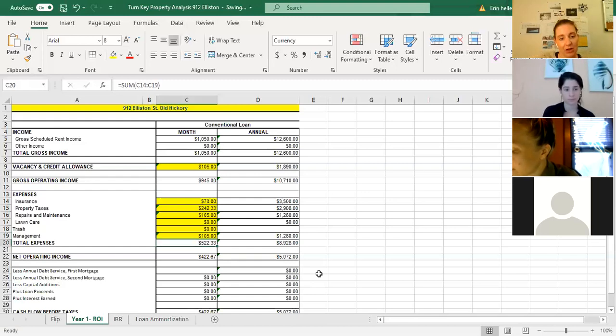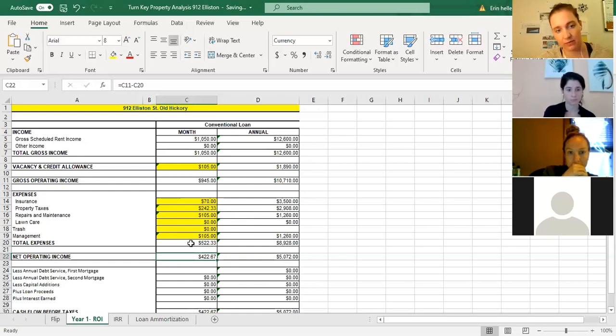So you're looking at $522.33 for total expenses. So this just automatically calculated, just added all of these expenses together. So now you're bringing in $945 and then $522.33 is coming out every single month in expenses. So you're left with $422.67.